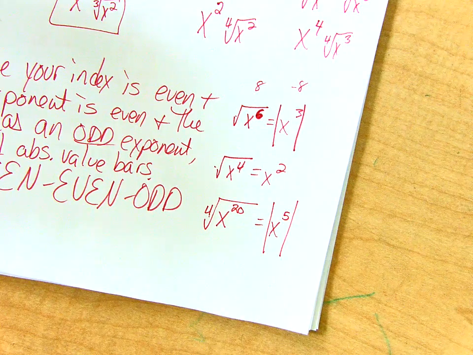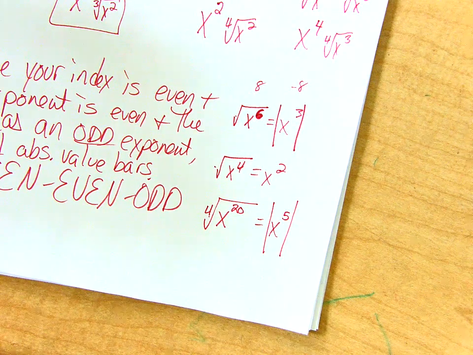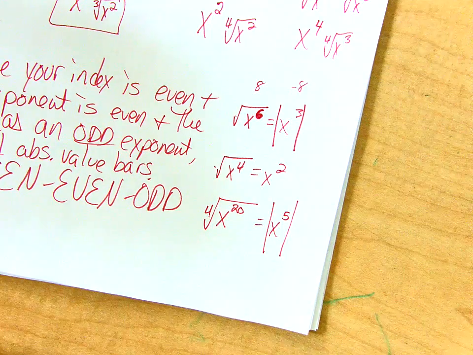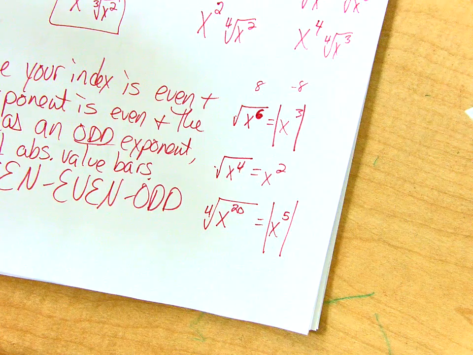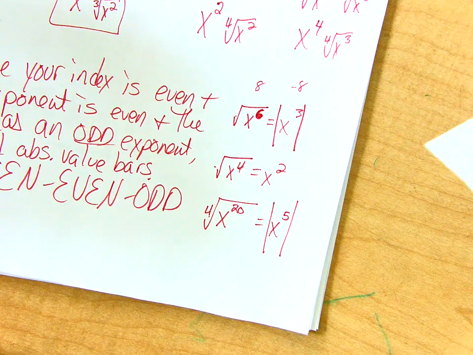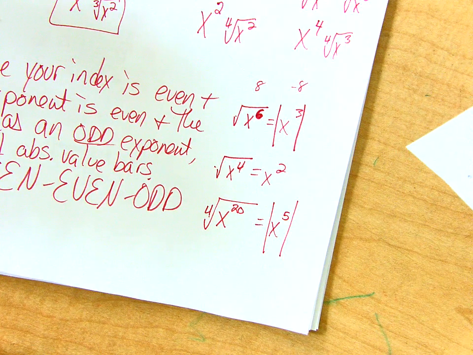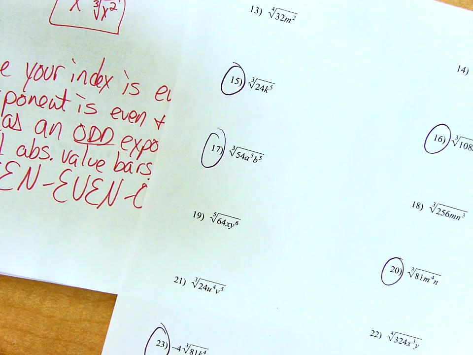All right, so for your homework this evening, you've already done 1 through 10. How about we do odds on the back? Sounds good to me. So, odds on the back. Let's do number 13 together since we have a moment.